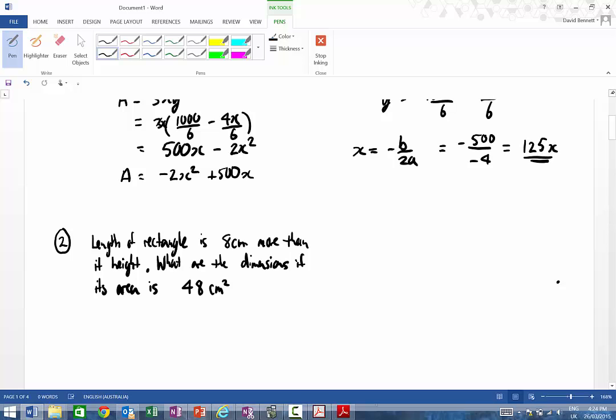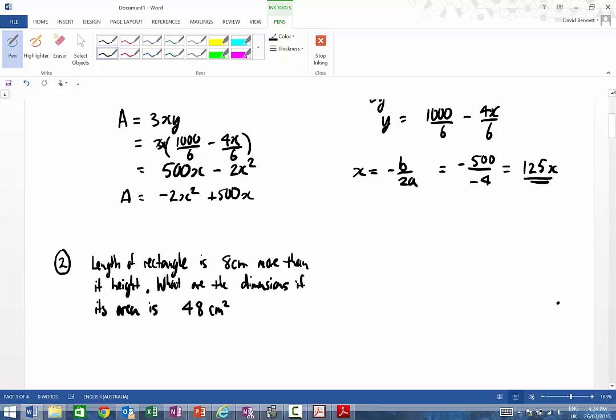And then I can work out my y value by simply substituting my x value into the equation. So my y value is going to be equal to 1,000 divided by 6, take 4 times by 125, divided by 6 as well. Okay, so 4 times 125 is going to be 500 on 6. So therefore it's going to be 1,000 take 500 on 6 is actually my answer there, whatever that works out to be in terms of a length.